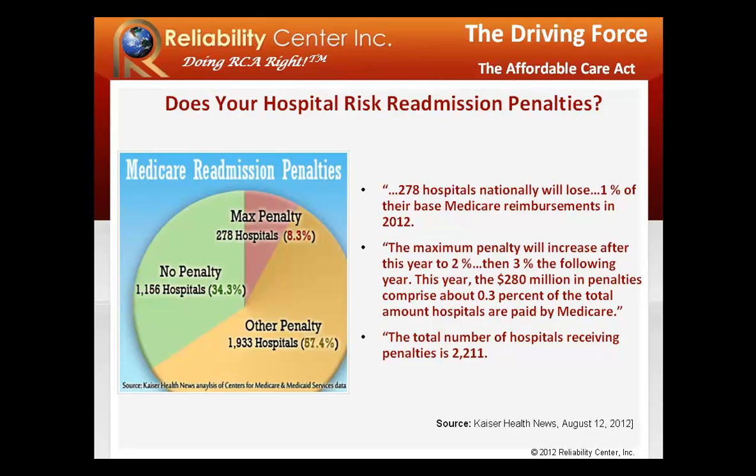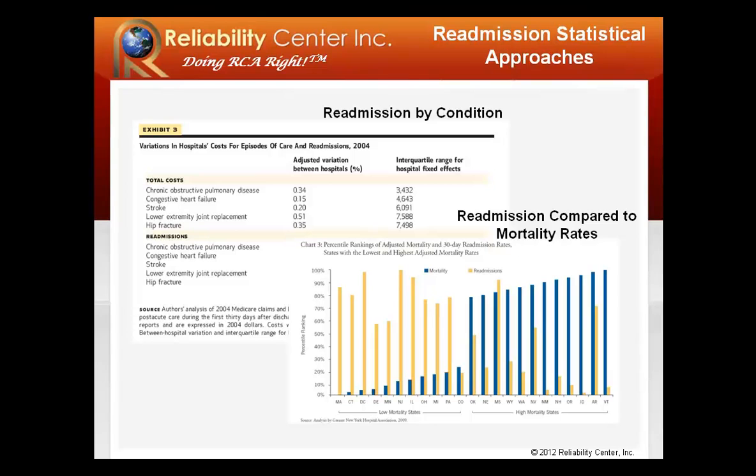278 hospitals this year will lose 1% of their base Medicare reimbursements. That will continue to 2% next year and 3% the year after, equating to about $280 million in penalties. The total number of hospitals for this year that will receive penalties will be about 2,211. So this explains the reason that we have to take this deep look.